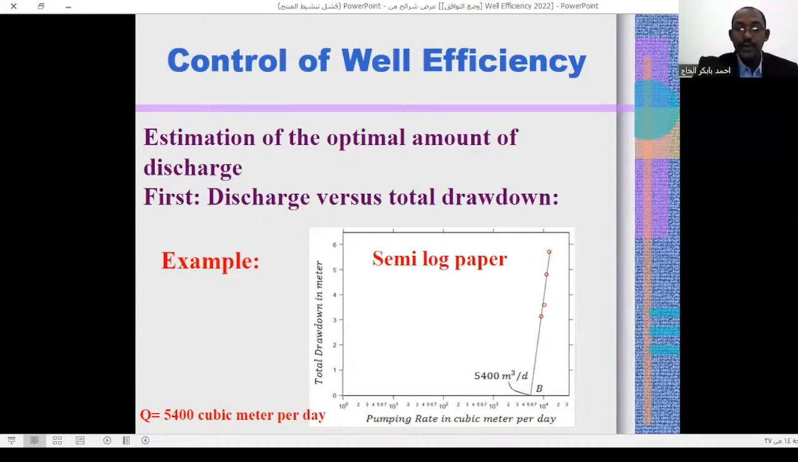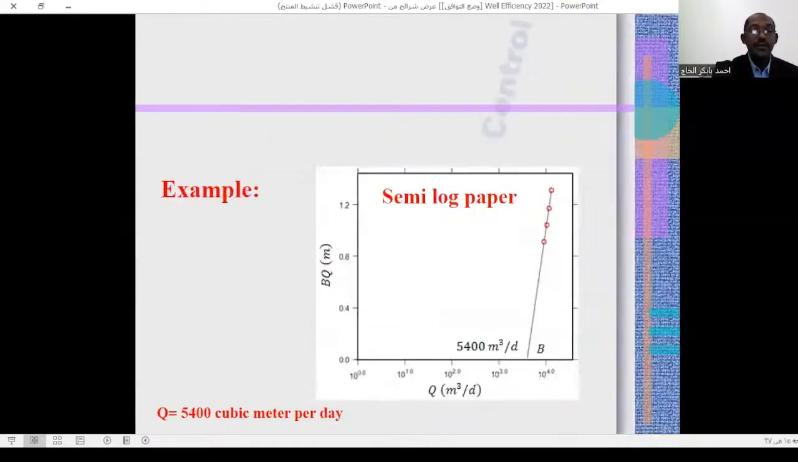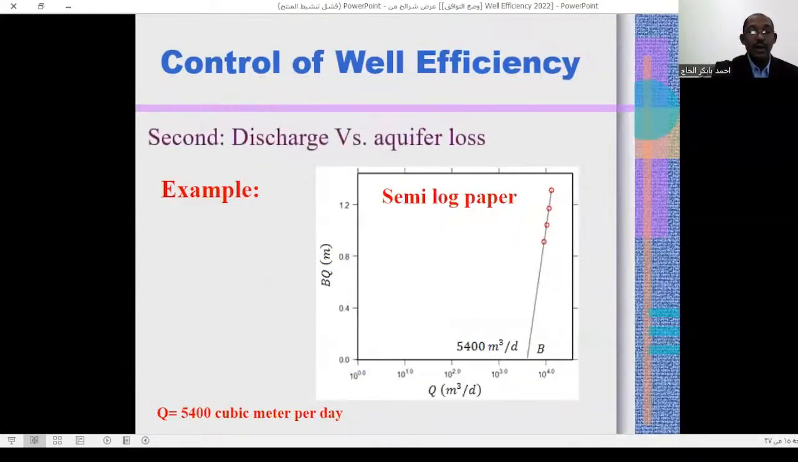Second method. Plotting discharge versus aquifer loss. Aquifer loss vertically and discharge horizontally on the log paper. Also at this point, the optimum amount of discharge equals 5,400 cubic meter per day.